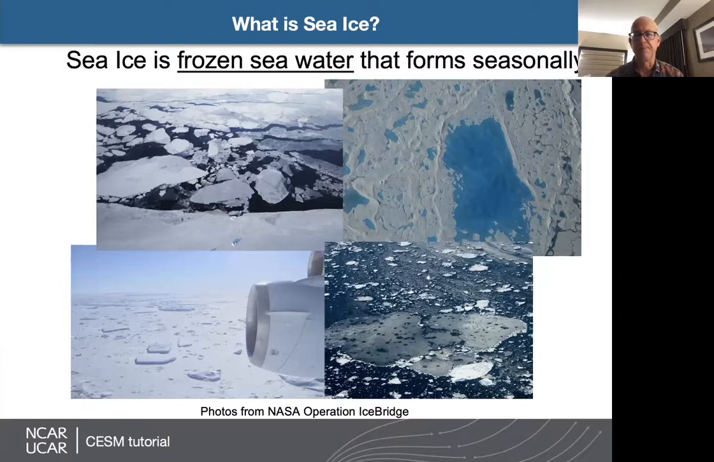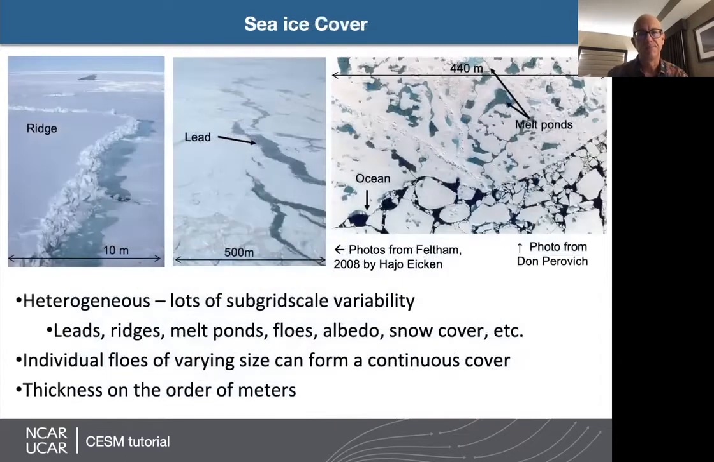So it's very exciting. And these are from the NASA Operation IceBridge campaign where they took photos from an airplane above. But what we're trying to do is we're actually trying to model it. And I will highlight too that it's different from land ice, which is compacted snow that grows over time on land and can actually break off into icebergs. But that can sometimes get confused with sea ice, which actually forms from the ocean itself.